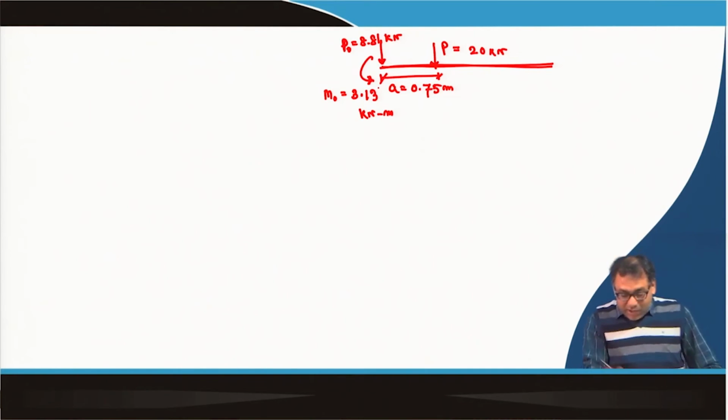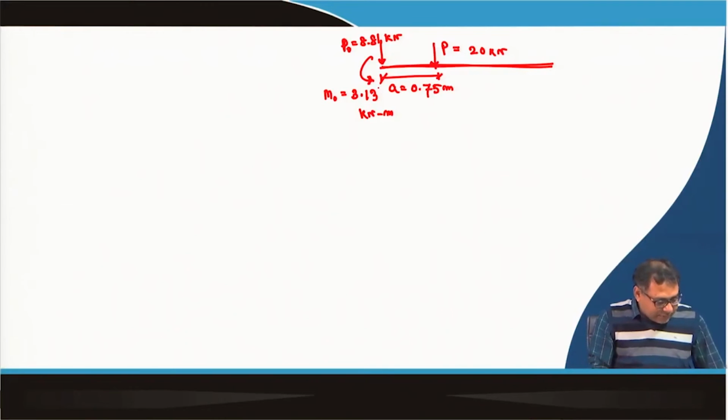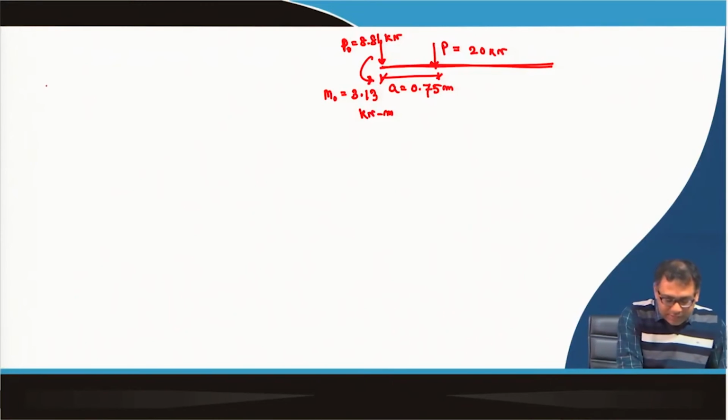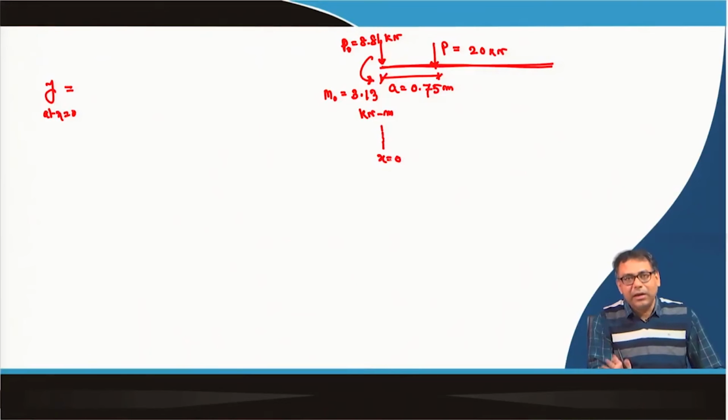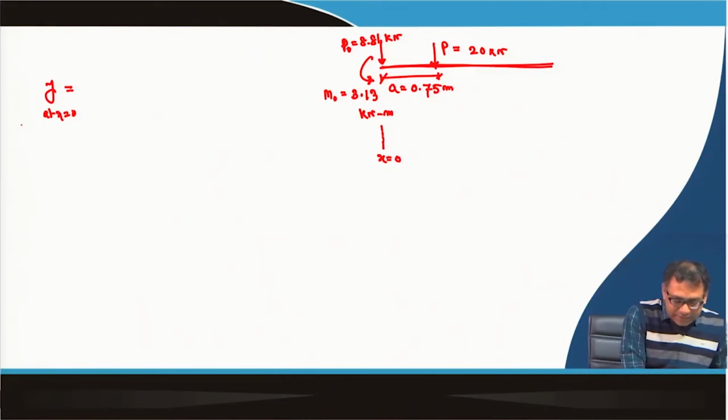Okay. So, now I want to calculate the settlement at x equal to 0. That means I have to calculate the settlement at x equal to 0, and x equal to 0 means this is the free end. What is the settlement at the free end? x equal to 0 means the free end.